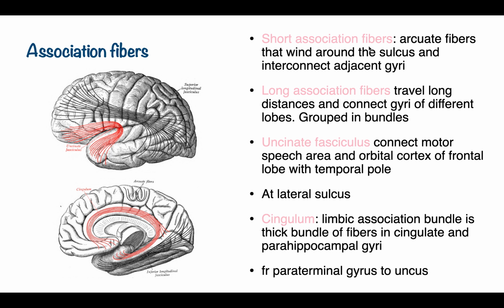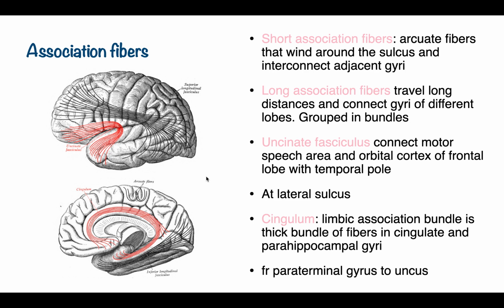There are the short association fibers, which are the arcuate fibers, and they wind around the sulcus and interconnect the adjacent gyri. So they're like here, they're here, they're here. The long association fibers travel long distances and they connect the gyri of different lobes. And they're usually grouped in a bundle. So here's one, here's one.